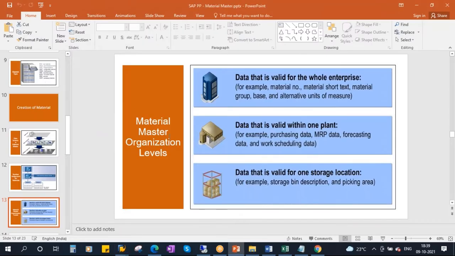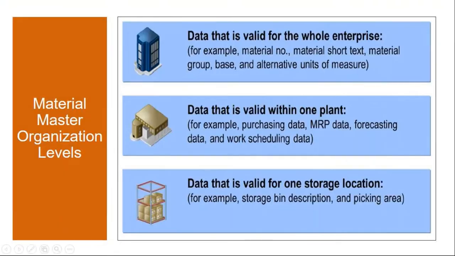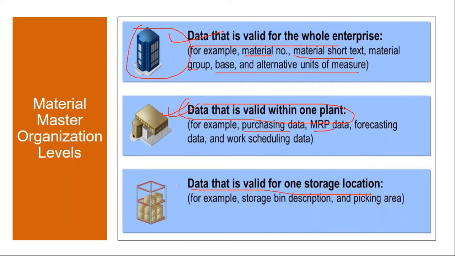Now the next one is the material master organizational levels. So what it says here is, in the material master, some data is valid for the entire company, the whole enterprise, like material number, material short text meaning material description, material group, units of measure. These are all valid for the entire company. Whereas some data like purchasing data, MRP data, this data is valid for a particular plant. And also there is some data valid for a storage location. This we will see at a later point of time. Okay. So let me show you this in the system.